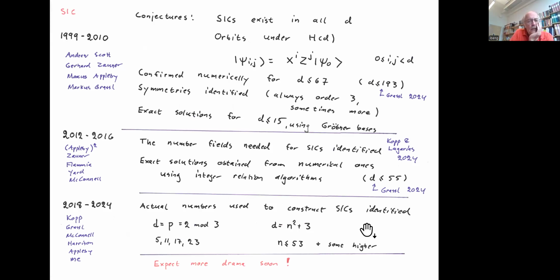It started with Gerhard Zauner and with a paper by Renes, Scott and others. They made some conjectures. They conjectured that SICs exist in every dimension, and moreover, that they form orbits under the Weyl-Heisenberg group. This is the group I mentioned earlier, which up to phase factors is generated by the group elements X and Z, unitary operators whose d-th powers are equal to the identity. You take these group elements and act on a particular vector called a fiducial vector, and the result should be a SIC if you choose the fiducial vector psi 0 suitably.